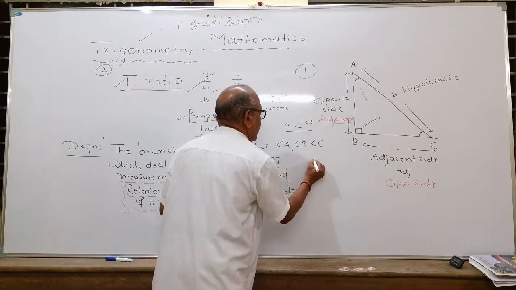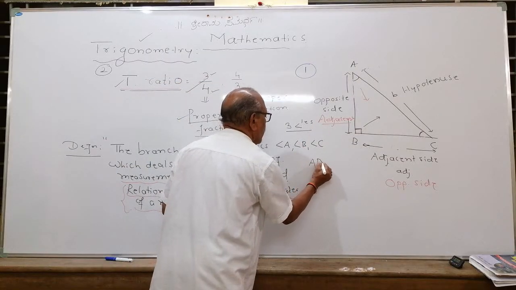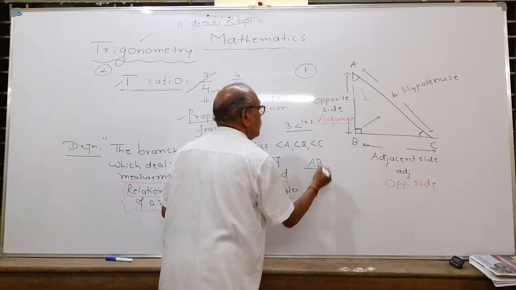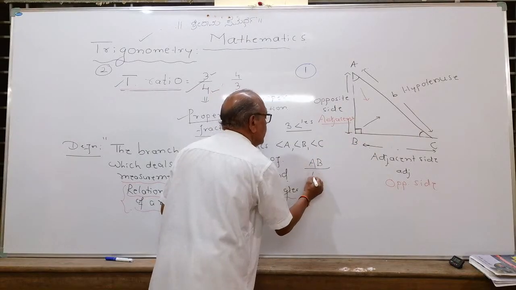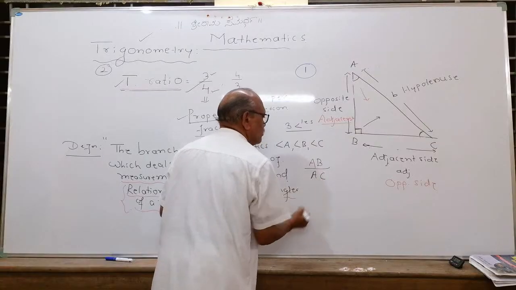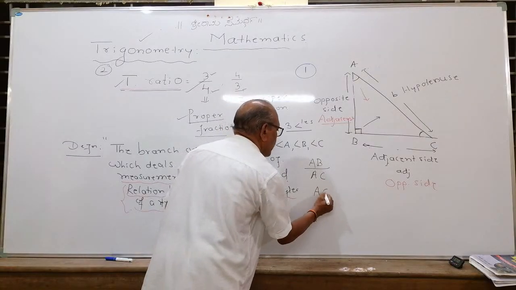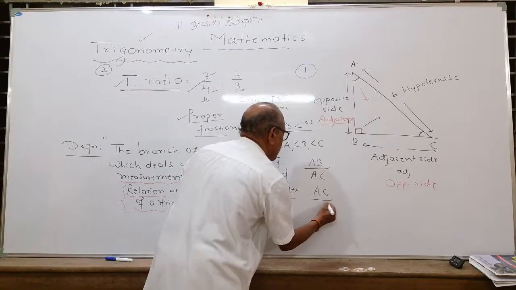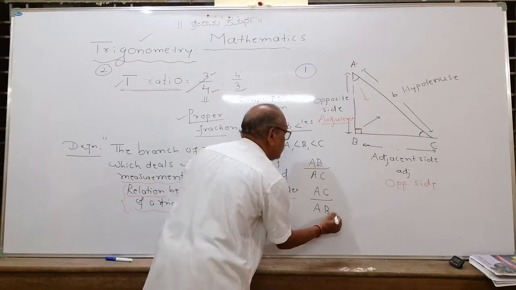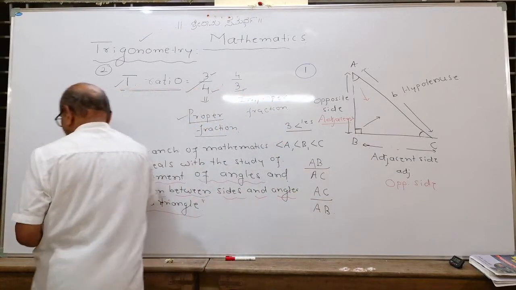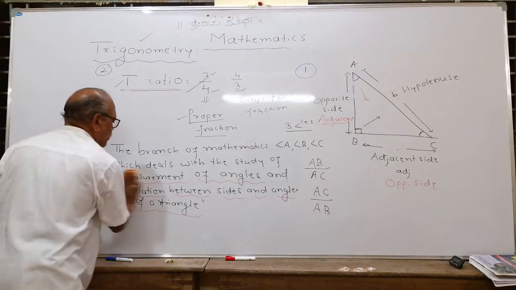Now here, if I write this ratio, AB upon AC is one ratio. And let me take its reciprocal, AC upon AB, the second possibility. Let us take the third possibility. What are the other possibilities?